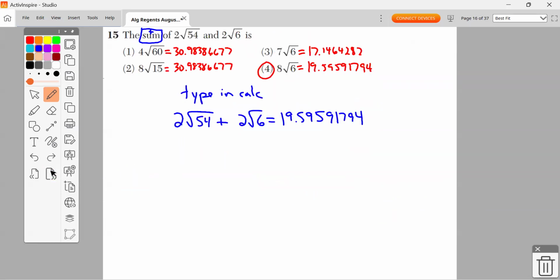In question number 15, just type it right into your calculator. Sum means plus. Remember, difference means subtract. Product means multiply. Quotient means divide. So the sum, just type it right into the calculator. See what you get. All right, when you do that, you get 19 and some change. The only one that is 19 and some change is choice number 4.